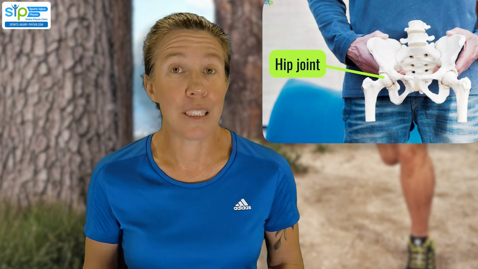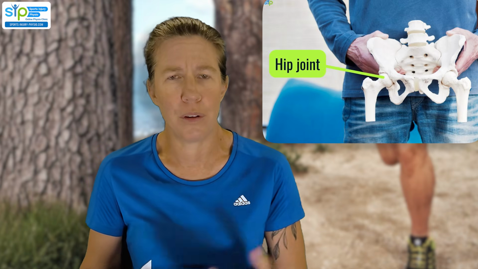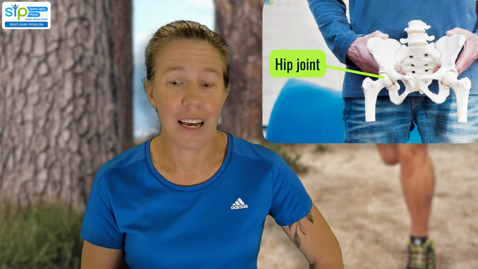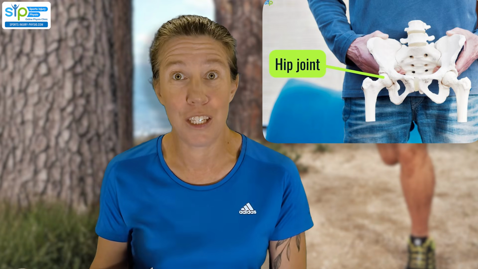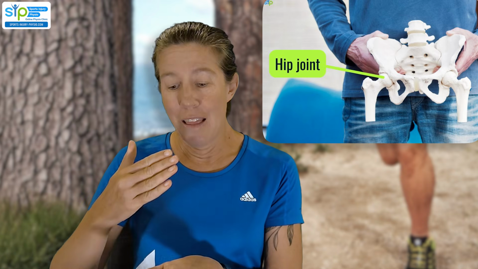With labral tears, I used to think as a younger physio a few years back that if you have a labral tear, you have to definitely repair it. And that's what patients also tend to think when they hear they've got a tear in their labrum, because if you've got a tear of something, you've got to repair it. But the research is actually showing that there was a recent study where they took 29 high quality studies and they looked at over 2,500 patients in those studies, and they scanned them, and they showed that in the people who didn't have any hip symptoms, more than 50% of them actually had labral tears.